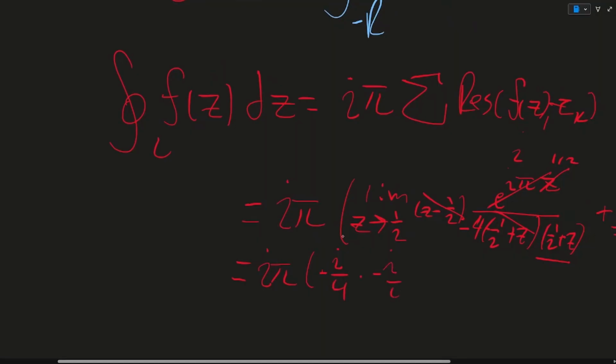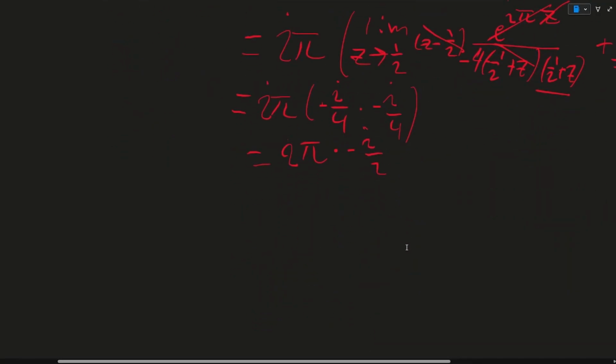And so our expression simply becomes i times pi times negative i over 4 times negative i over 4, which gives us negative 2i over 4, which is negative i over 2. So we have i times pi times negative i over 2. These i's multiply out, and we get -1, which cancels out this negative. So we're simply left with pi over 2.